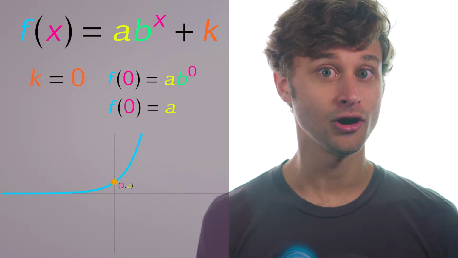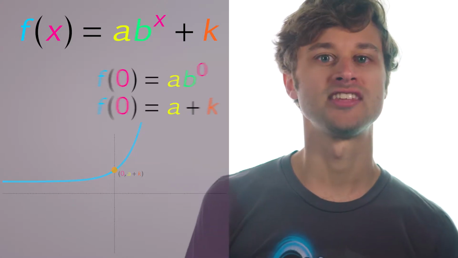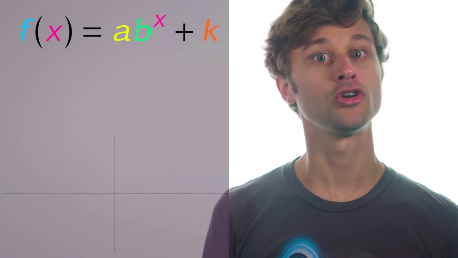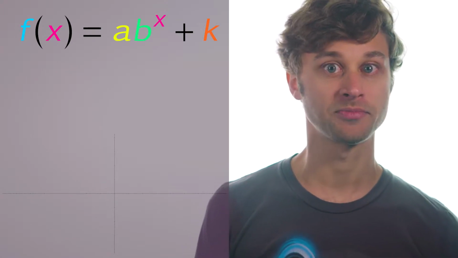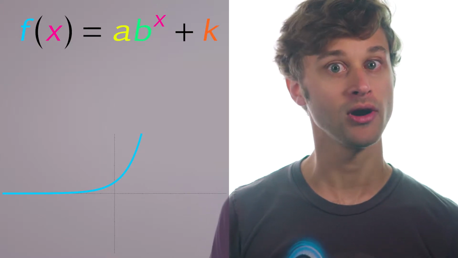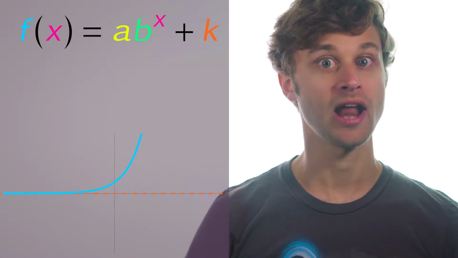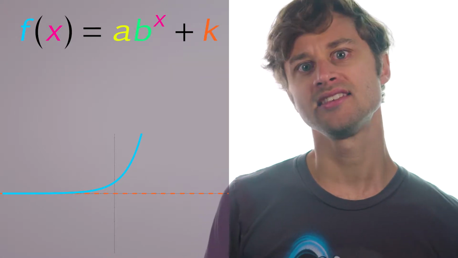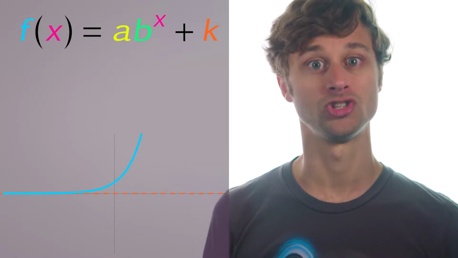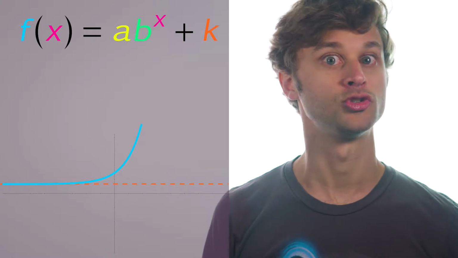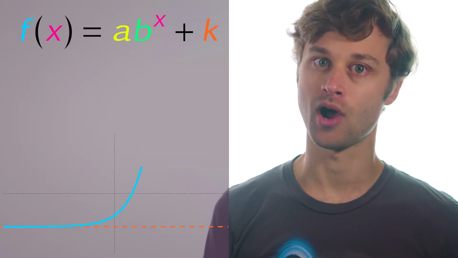Now, if k is not equal to 0, then the initial value of the function is just a plus k. k represents our vertical shift of the function, and it also represents the horizontal asymptote of the function. So for our basic exponential function, a times b to the x power, again where k is equal to 0, we have a horizontal asymptote at y is equal to 0. But say this is a times b to the x power plus 1, then my horizontal asymptote jumps up to y is equal to 1. If k is negative, say negative 3, I get a horizontal asymptote at y is equal to negative 3.